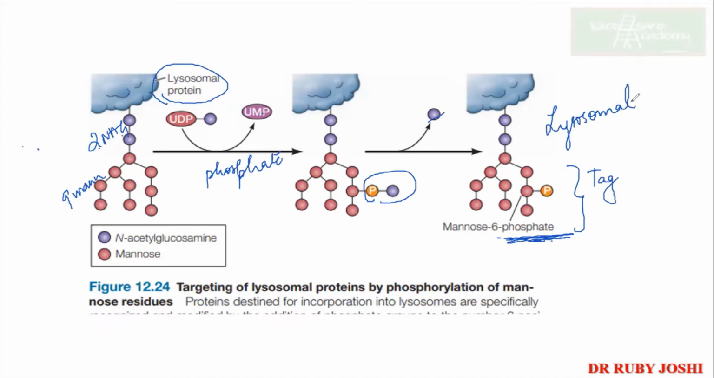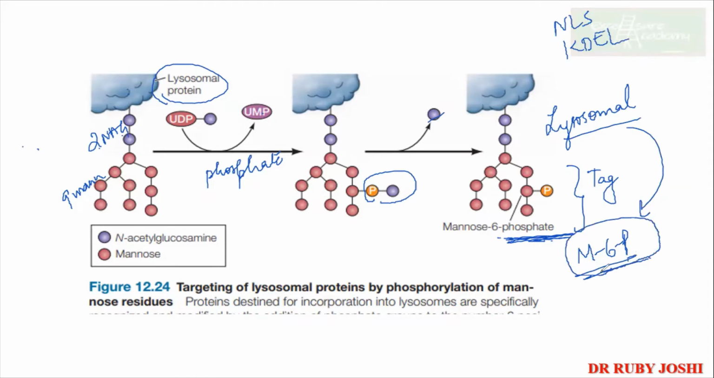So all the proteins present in the lysosome are going to have this mannose 6 phosphate tag. This is like a signal. Just as we studied in the nucleus, the NLS, and KDEL for the ER, similarly for the lysosome it is mannose 6 phosphate. So wherever this mannose 6 phosphate protein is present, the receptor or other transporter proteins will recognize this tag and recruit this protein towards the lysosomes. Clear? Is it clear, guys?